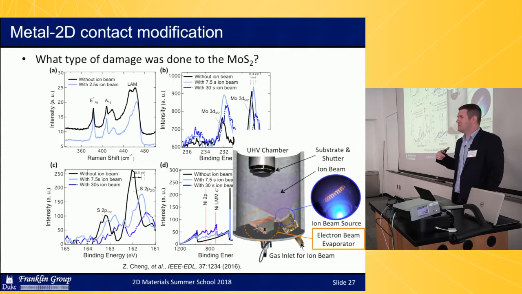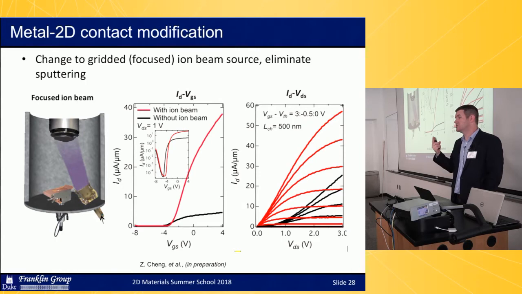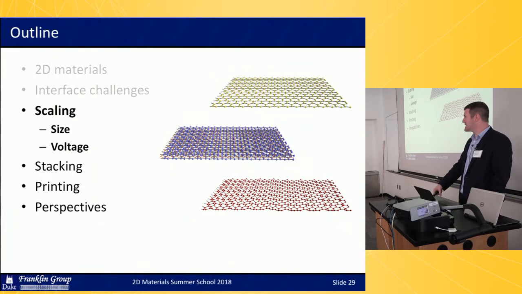Through further investigation, we came to realize that this ion beam source we had was not actually focusing on the substrate. It was more of a broad beam that was exposing across the chamber, which means that there was a sputtering effect of metals on the walls of the chamber that could be contributing to the result that we see here. So more recently, this is work that we're still developing to publish, we've adapted our tool, put a gridded ion source in there that offers more focusing, and we've ensured that that source does remain focused on the substrate itself, and we see an even more pronounced potential improvement in the overall device characteristics. Okay. So moving to scaling. Those are my comments with respect to interfaces.